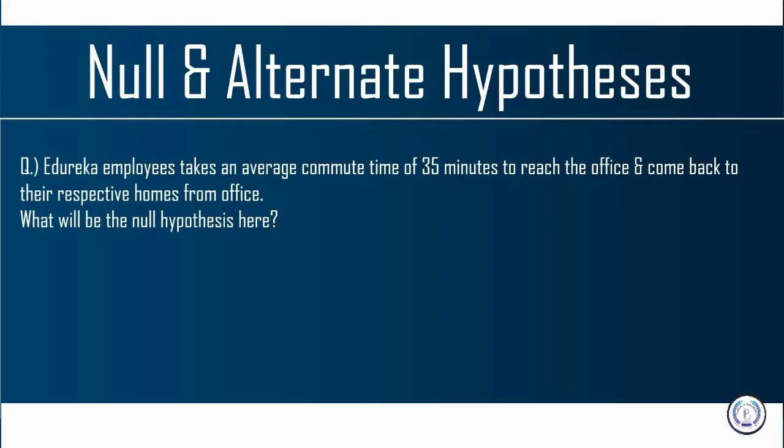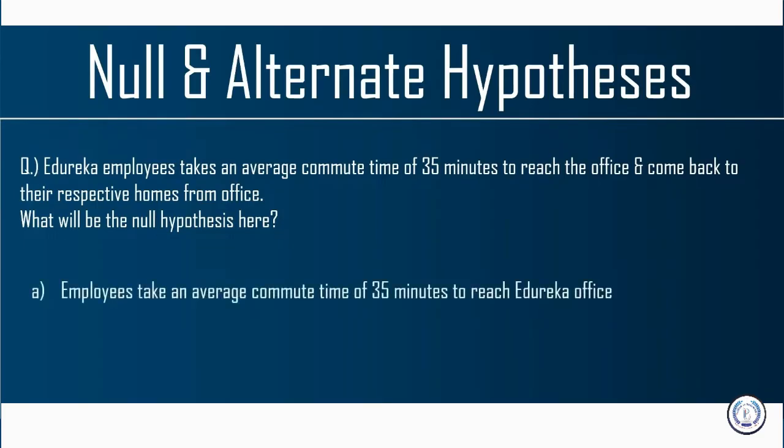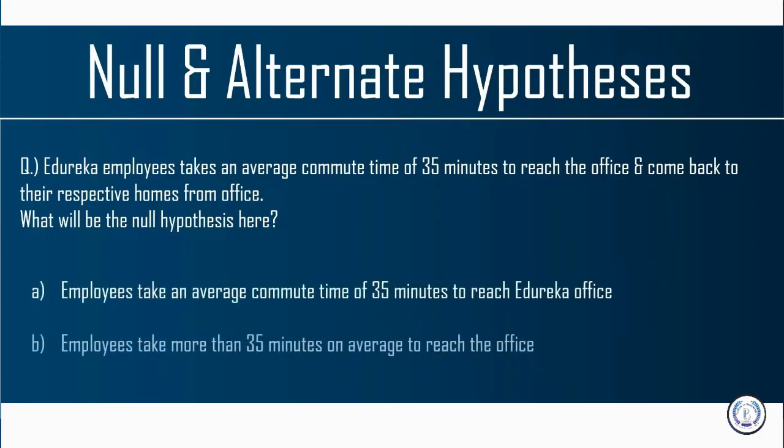So now, can you please tell me what the null hypothesis will be in this situation? I will give you the options. The first option is that employees take an average commute time of 35 minutes, and option B is that employees take more than 35 minutes. You can pause this video right now and answer the question in the comment section below.